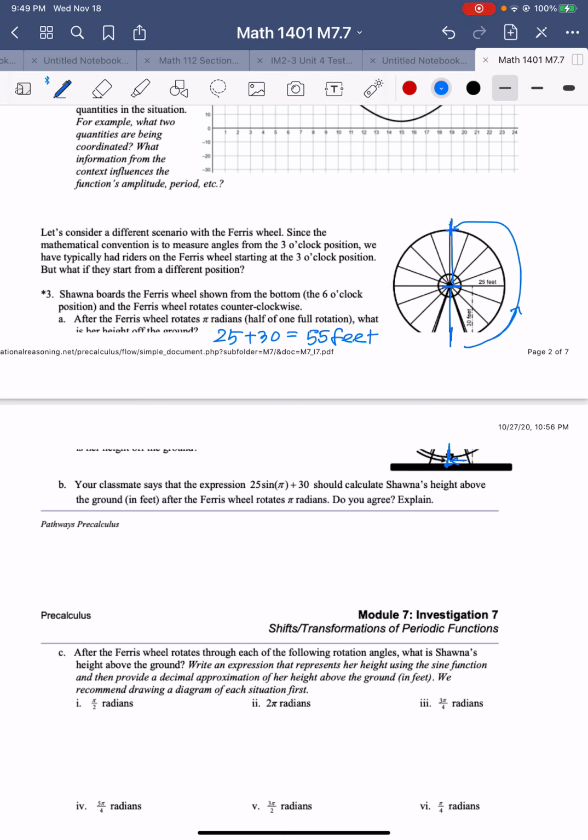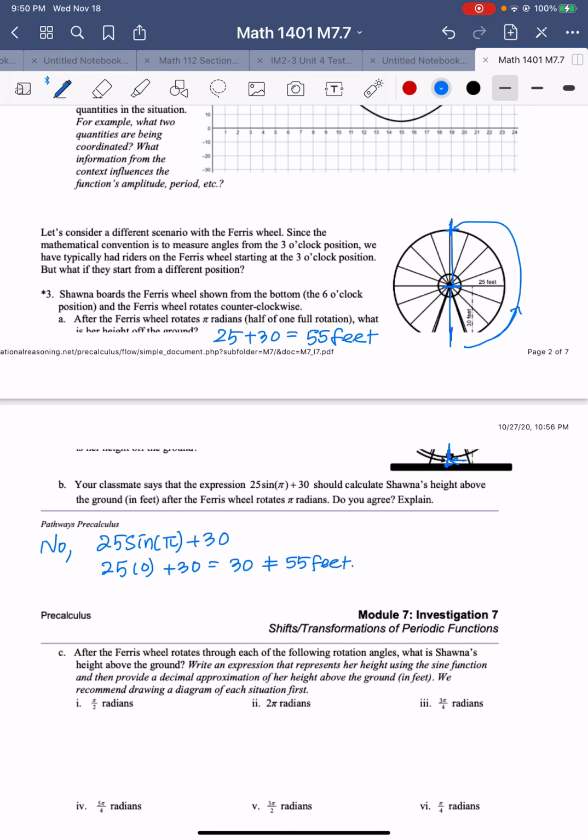And B, your classmate said that the expression 25 sin π + 30 should calculate the height above the ground after the Ferris wheel rotates π radians. So 25 sin π + 30, because they said that she turned π radians, right? But sin π is actually 0, which means this is only 30, which is not the 55 feet. So that is not true, right? So nope.